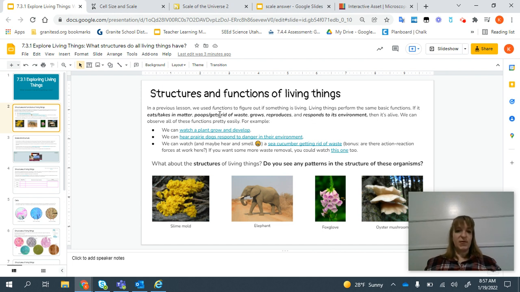So remember, I bolded these basic functions. It's really important that we remember these basic functions of living things because these functions help us determine if something is living. We can also look at specific structures of living things to determine if something is living, which we are going to talk about today.